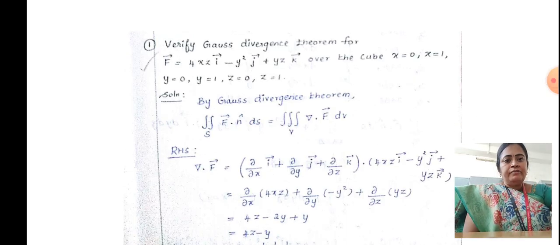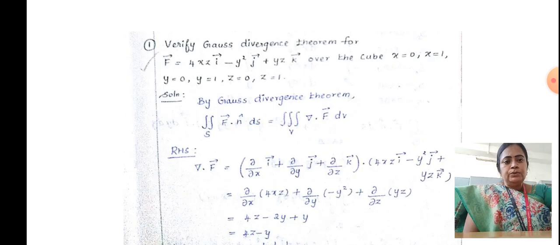So del dot f vector is nothing but our del, which is dou by dou x into i vector plus dou by dou y into j vector plus dou by dou z into k vector, dot f vector, which is 4xz i vector minus y square j vector plus yz k vector. When you take dot product, i dot i will be 1 and j dot j will be 1 and similarly k dot k will be also 1. So dou by dou x of 4xz plus dou by dou y of minus y square plus dou by dou z of yz will come.